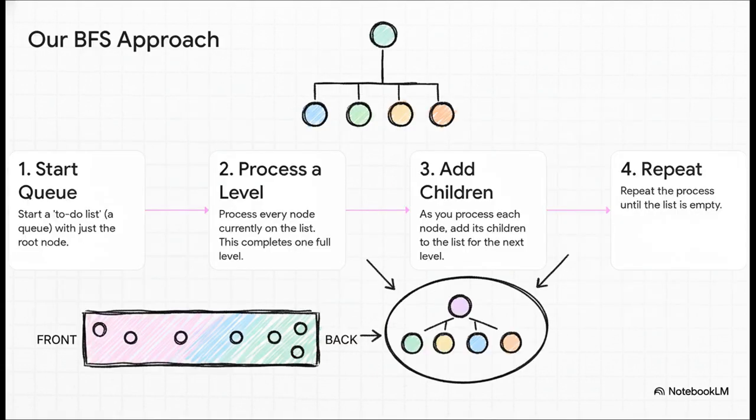We're going to use something called a queue, which is really just a fancy to-do list, where the first thing you add is the first thing you do. Step 1, we add the root node to our list. Step 2, we go through and process everything currently on that list.